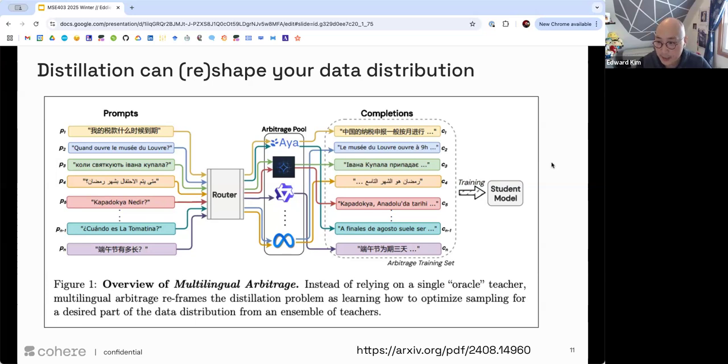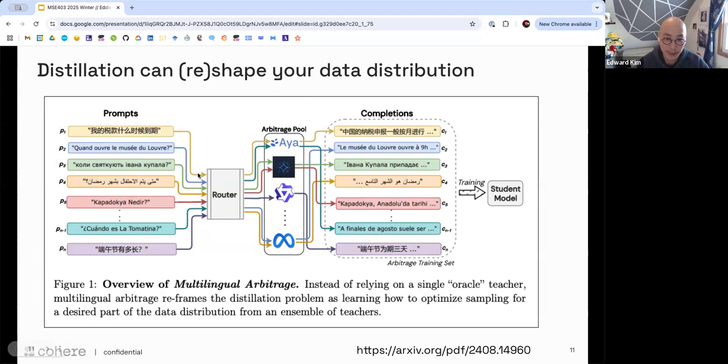The idea is that instead of just having one big model, you have a pool, a bunch of big models that are good at different things. That's what all these symbols are here, right? I guess the symbols are different tech companies that have different LLMs. So you have a bunch of different teacher models for different kinds of prompt distributions.